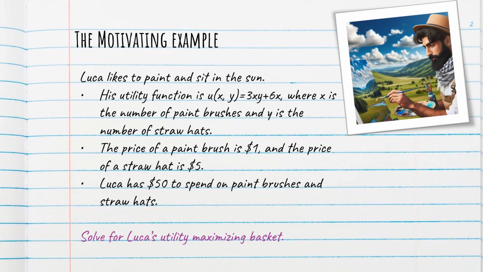Luca likes to paint and sit in the sun. His utility function is 3x times y plus 6x, where x is the number of paintbrushes and y is the number of straw hats that he consumes. The price of a paintbrush is $1 and the price of a straw hat is $5. Luca has $50 to spend on paintbrushes and straw hats. Our goal is to solve for Luca's utility maximizing basket.